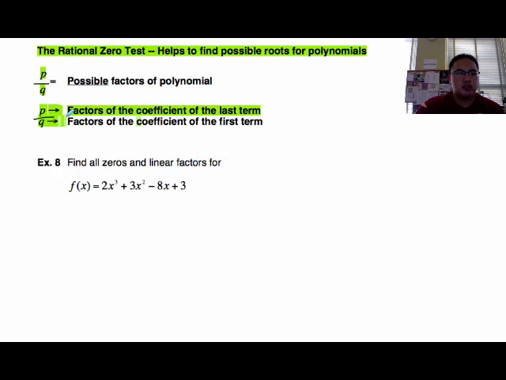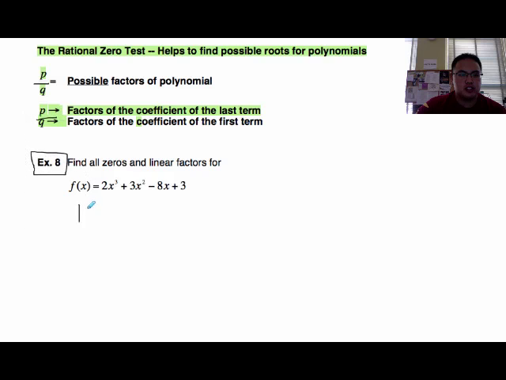So all the possible factors are p over q, where p is the factors of the last term and q is the factors of the first term. Might not make sense, so let me do an example. Example number 8 in your notes, N3. It says find all the zeros and linear factors. Well, I know if I want to find all the zeros or all the possible zeros, let's use the rational zero.